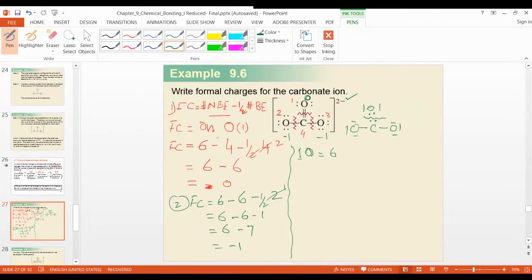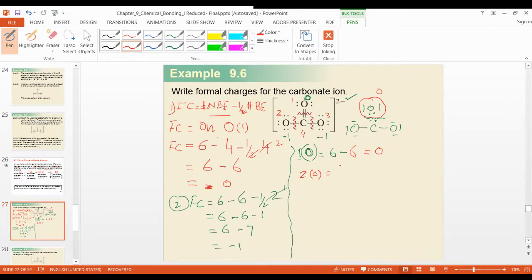So 6 is the valence electron, minus how many electrons do you now have on the oxygen after breaking down the bond? How many electrons are here? 6 electrons. Just look here, total is 6. So now you will get 0. So in this way, you have the 0 calculation. Don't forget about the formula.